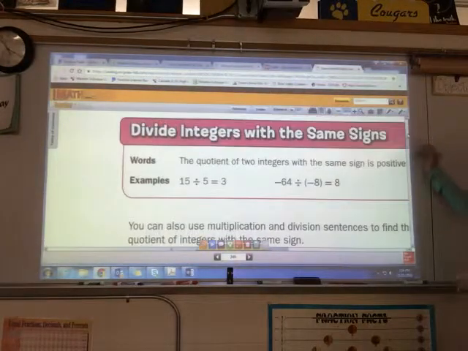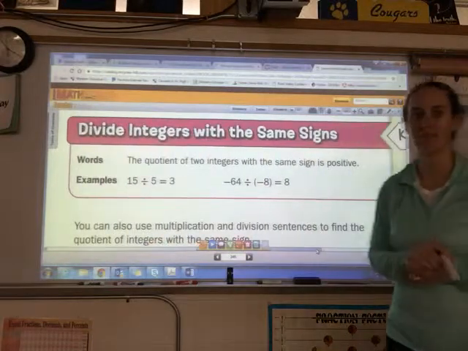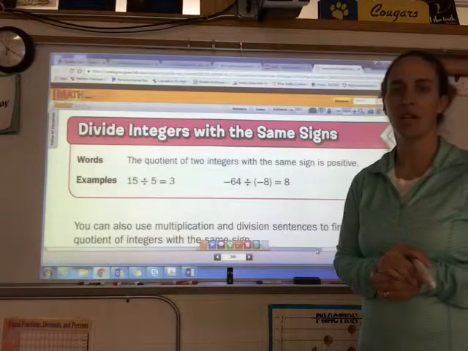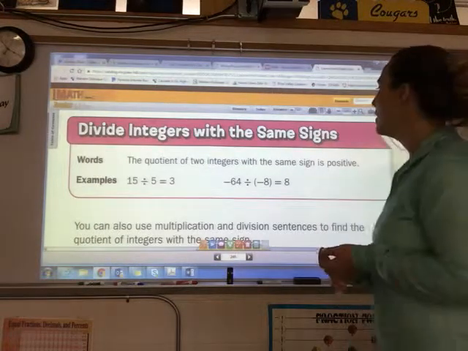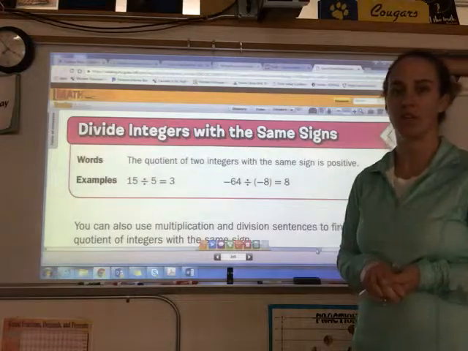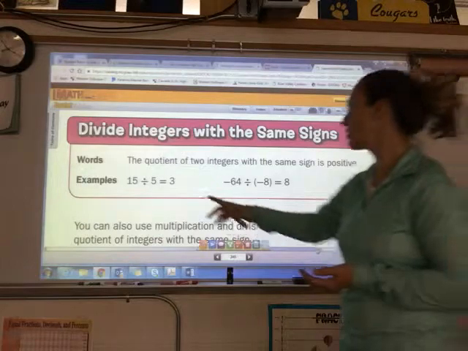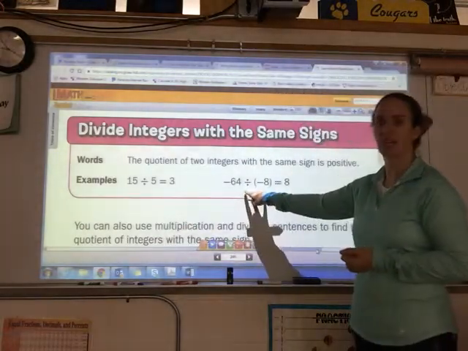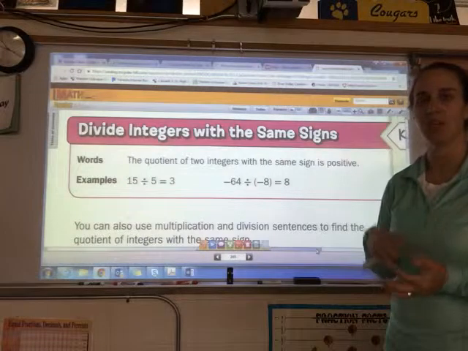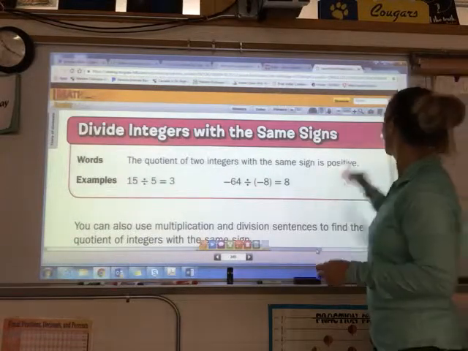As we take a look at the top of 245, we're again dividing integers. This time they have the same signs. So you're going to be looking at examples where they both may be positive or they both may be negative. The first example they have given you has both positive numbers. Your answer is going to be positive because your signs are the same. In the second example, they are both negative. Anytime you have a negative divided by a negative, your answer is going to be a positive.